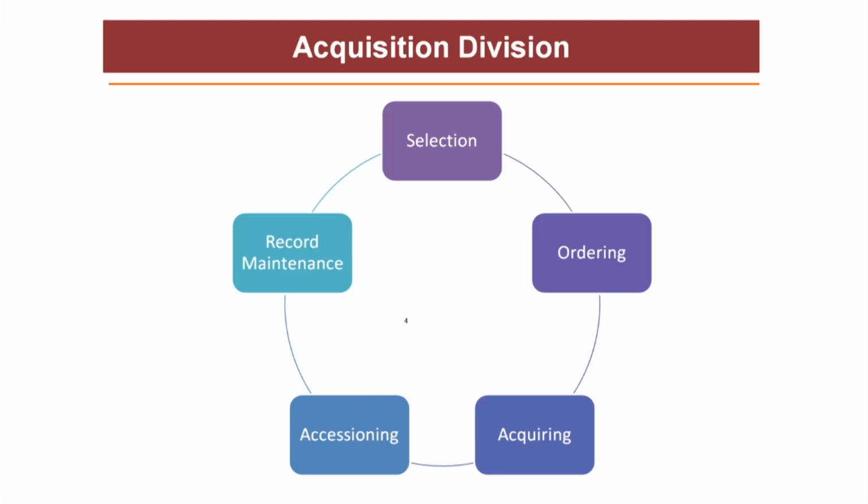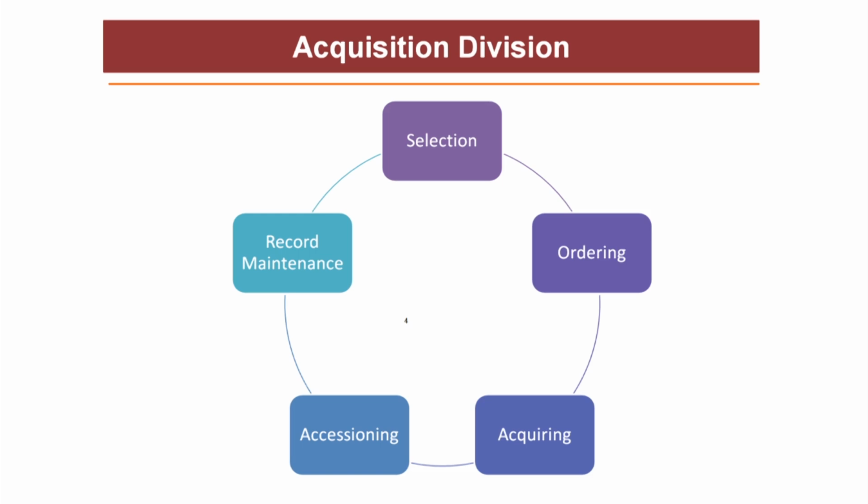So what you are going to acquire, there should be a procedure for that. Anything which is part of acquisition will be taken care of by the acquisition division. When you acquire something, that has to be processed and that should have some kind of systematic procedures. So what is that systematic procedure?